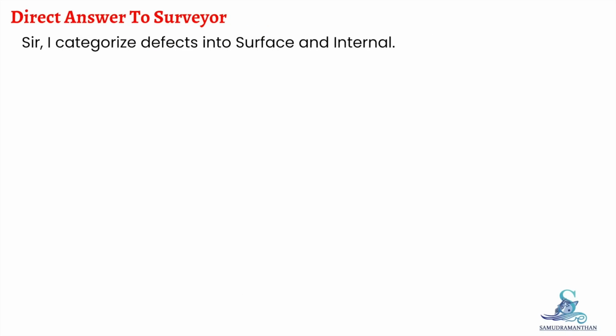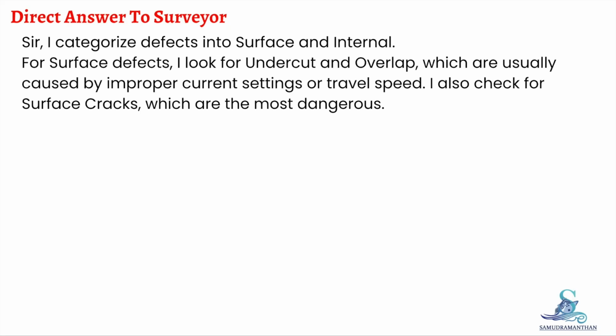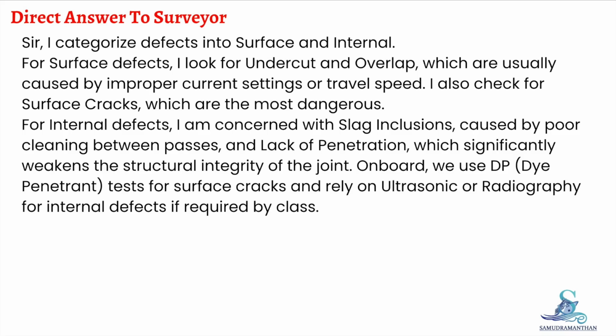Direct answer to Surveyor: Sir, I categorize defects into surface and internal. For surface defects, I look for undercut and overlap, which are usually caused by improper current settings or travel speed. I also check for surface cracks, which are the most dangerous. For internal defects, I am concerned with slag inclusions, caused by poor cleaning between passes, and lack of penetration, which significantly weakens the structural integrity of the joint.